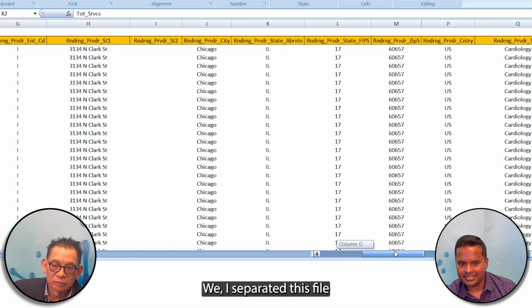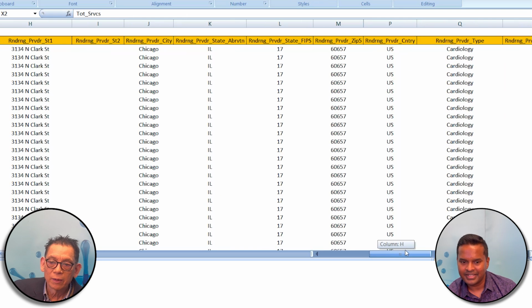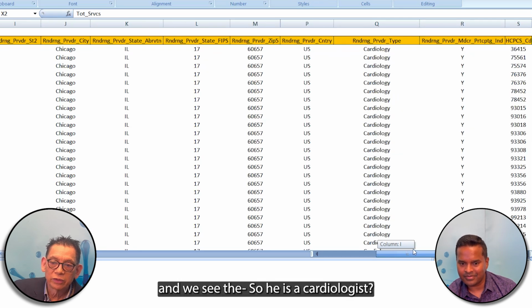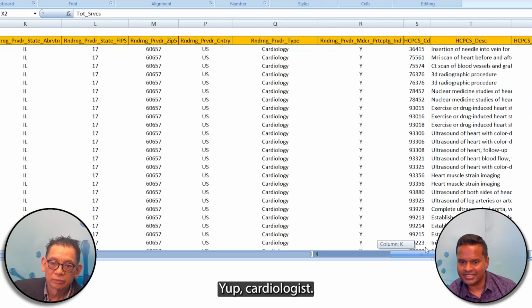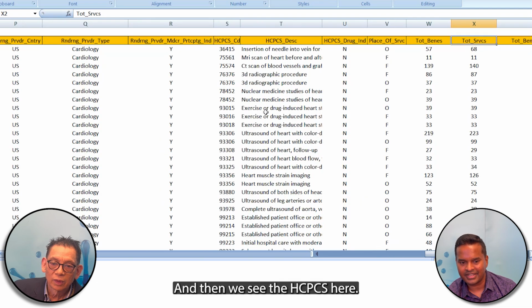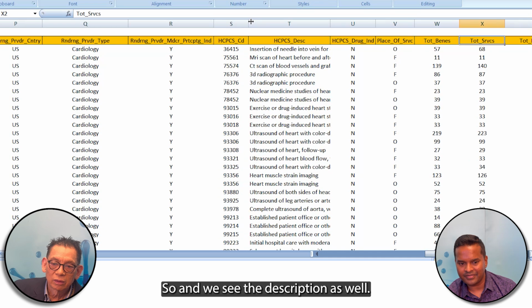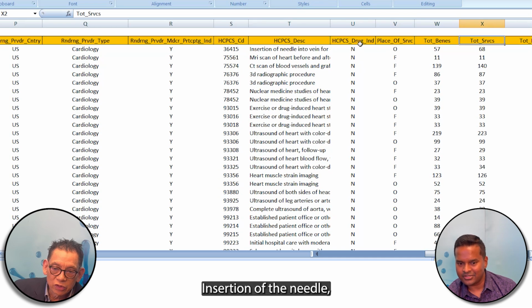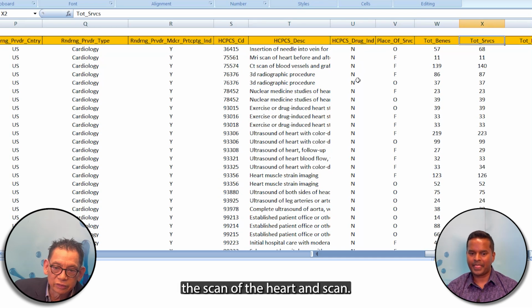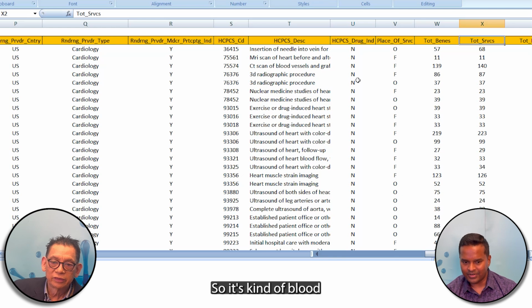I separated this file because it just focuses on physicians in the Chicago area. So he's a cardiologist, and then we see the HCPCS here, and we see the description as well: insertion of the needle, the scan of the heart, CT scan of blood vessels, ultrasound, and if it's an office visit.